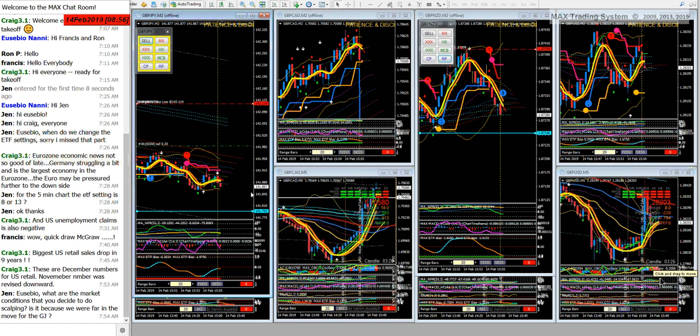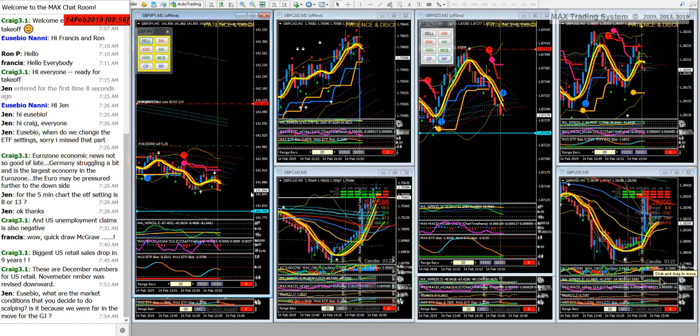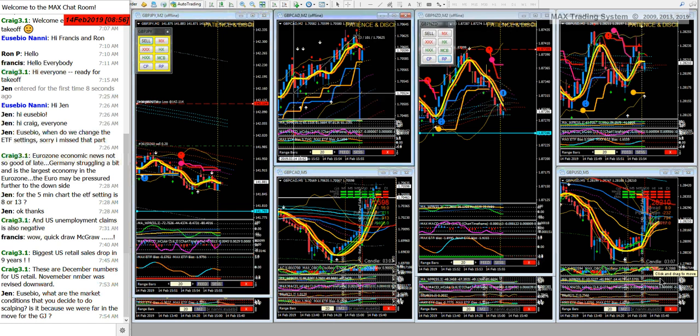Now, don't be impressed by such kind of movement, for example, on the pound CAD. First of all, the news was not a big surprise, so the movements are not so important. You see, 10 pips here, around 10 pips, so not a big movement.